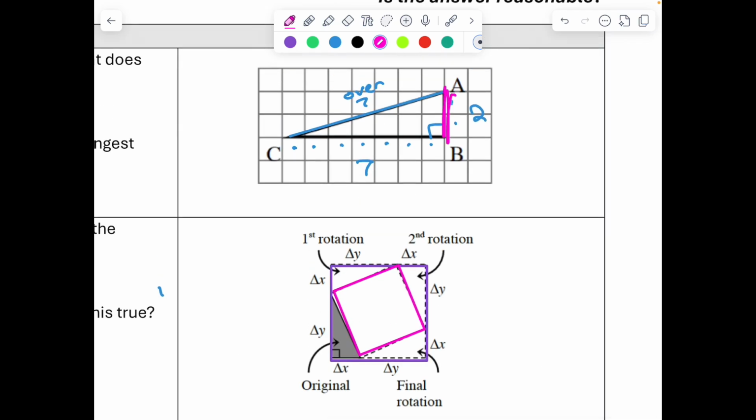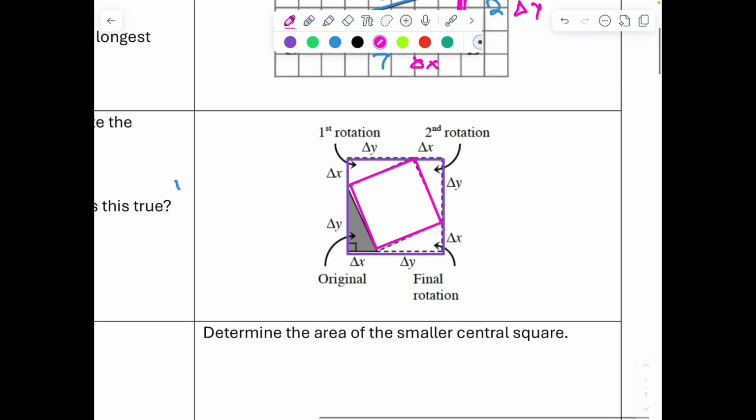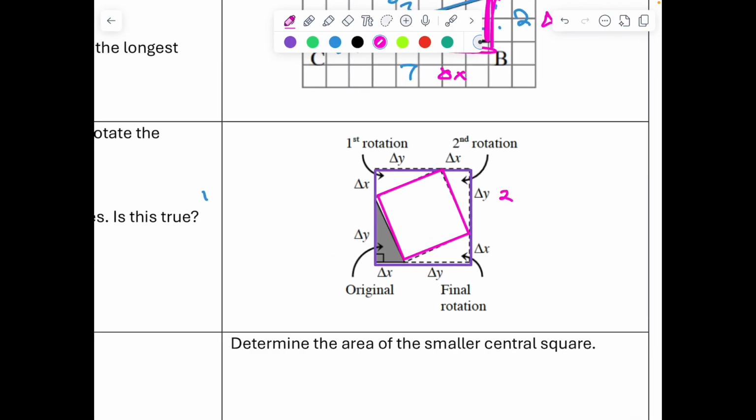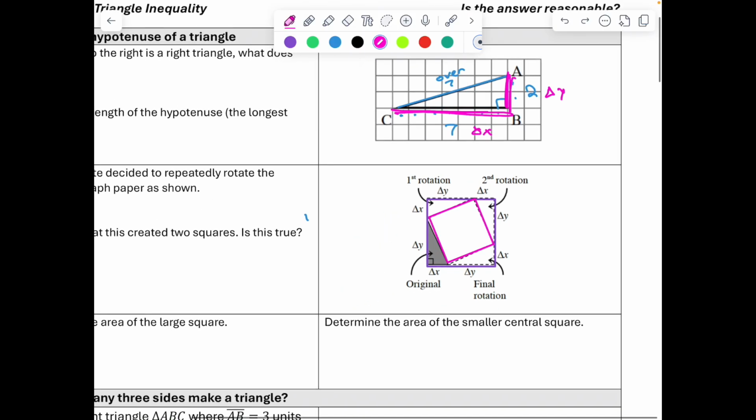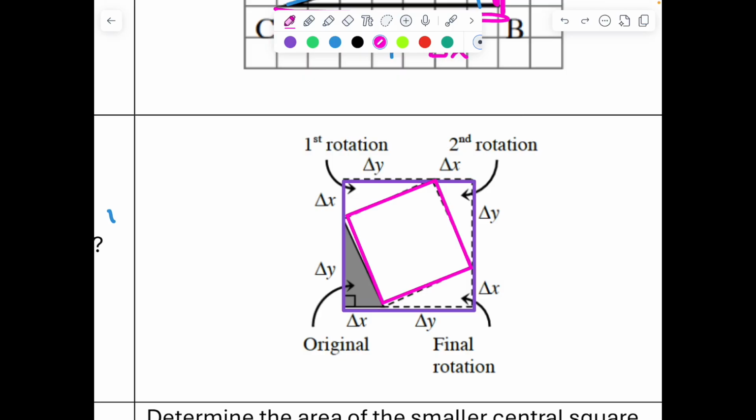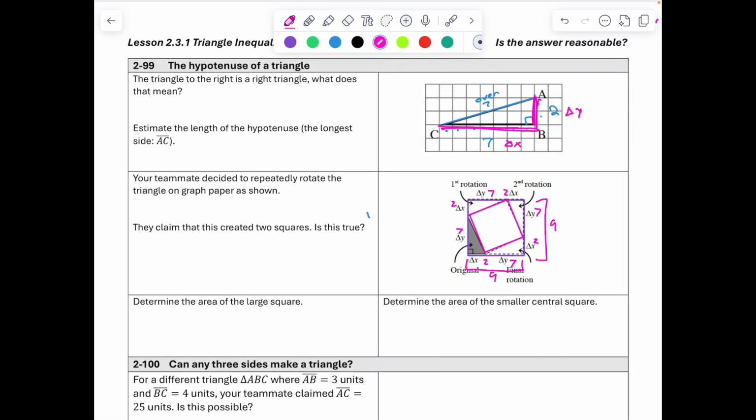The change in y on this triangle is 2, and the change in x is 7. So let's go ahead and label these. Okay, so 2, 7, 2, 7. Whoops, I have those mixed up. Or no, I guess the graph actually has this mixed up. So let's switch those. It doesn't really matter which one is which, because each side has a change in y and a change in x. So each side has a length of 9. So the area of the big square is 9 times 9, which is 81.